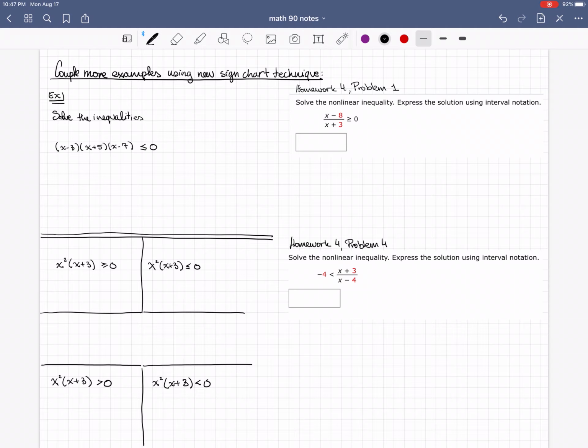So although it looks like, oh my goodness, we have 8 examples here, actually I guess we have 7. It doesn't take very long to do them. So look, for the first one, solve this inequality: x minus 3 times x plus 5 times x minus 7 is less than or equal to 0. We start by observing we have no non-negative factors.